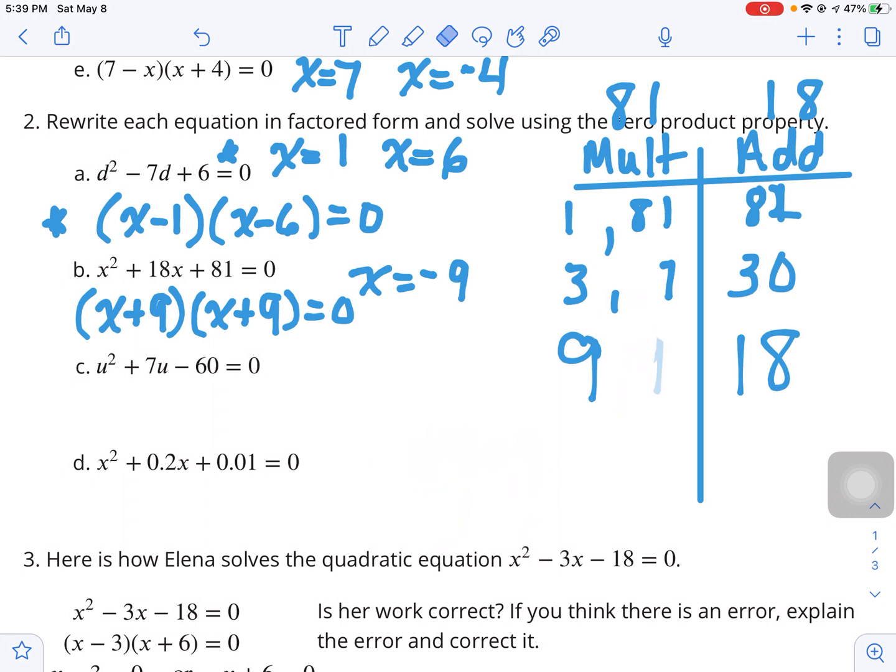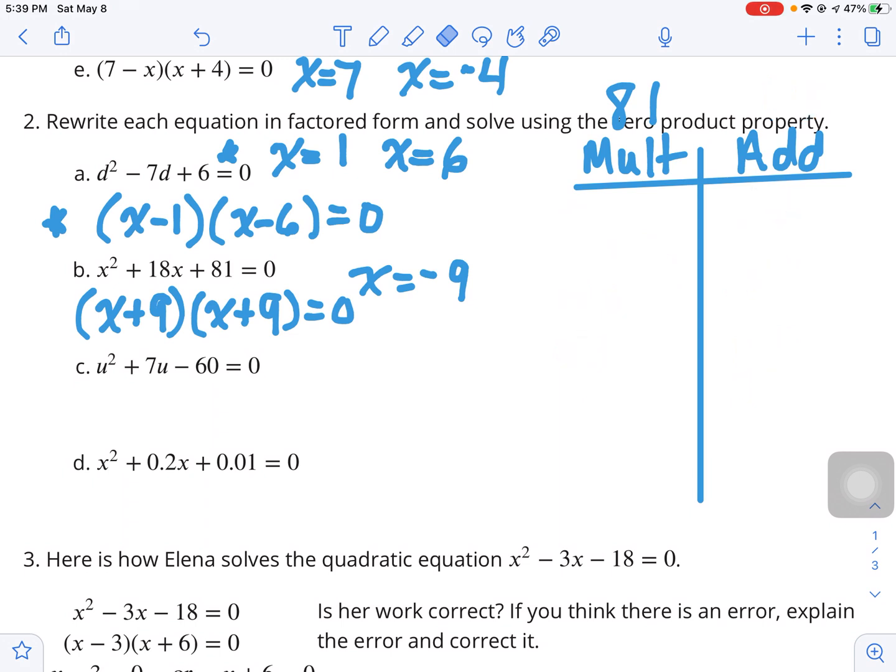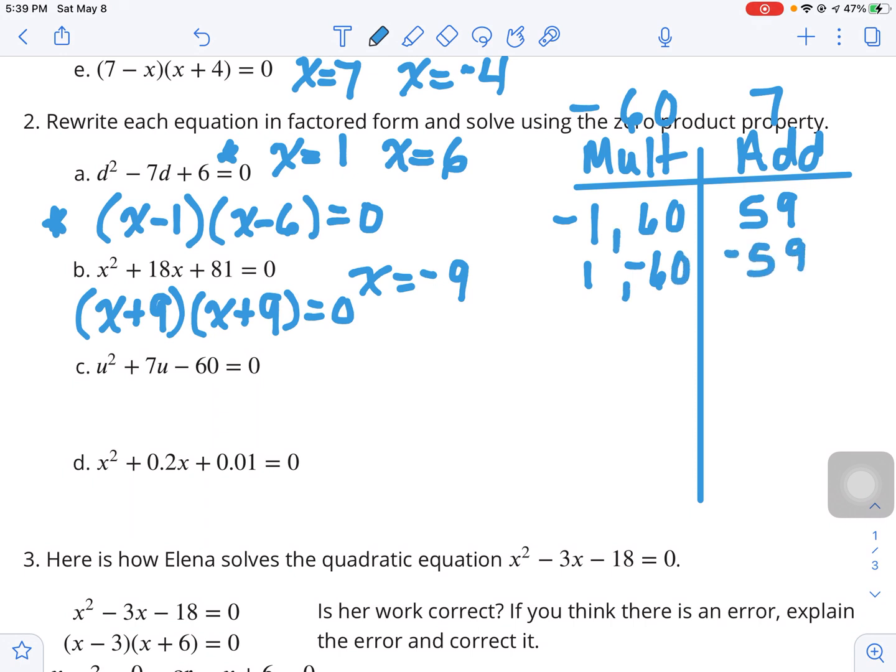And then, let's see, the next one, I'm going to be looking for two numbers that when I multiply, I get negative 60, and when I add, I get 7. So I'm going to try negative 1 and 60. That gives me 59 when I add them. If I do positive 1 and negative 60, that just gives me a negative 59. If I go with 2 and 30, I could make that negative. That gives me a negative 28 when I add them. Negative 2 and positive 30 would give me a positive 28.